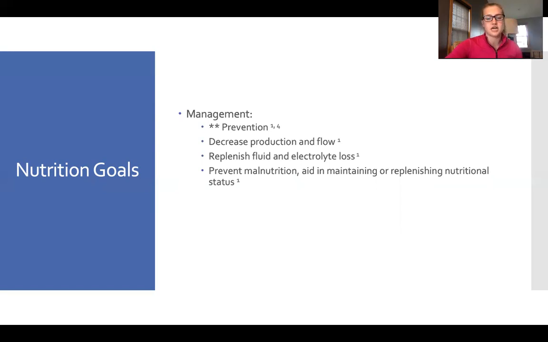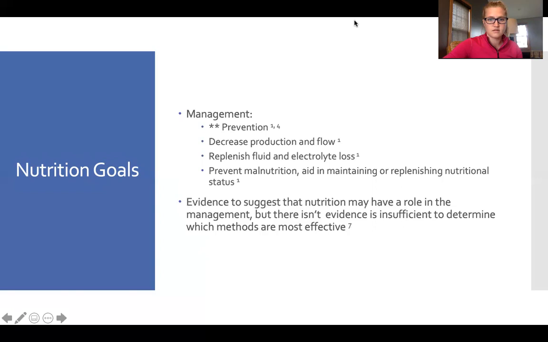We want to decrease the production and flow, and this may be helped with eating less fat or just decreasing your overall food intake. We want to make sure they're replenishing their fluids and electrolyte losses, preventing malnutrition, and aiding in maintaining or replenishing nutritional status. There is evidence to suggest that nutrition may have a role in the management, but like I said, there isn't evidence that is sufficient to determine which methods are more effective.